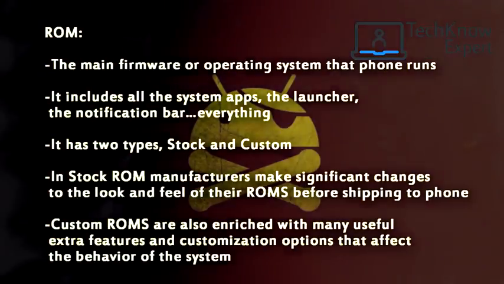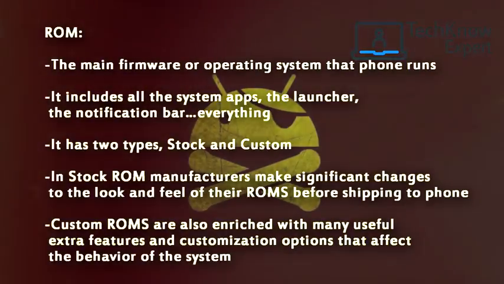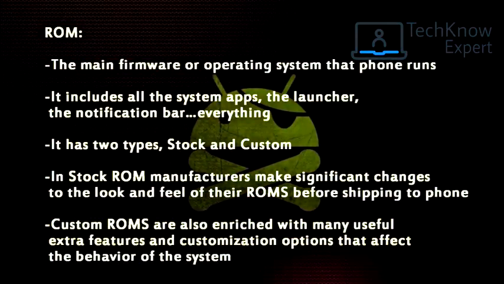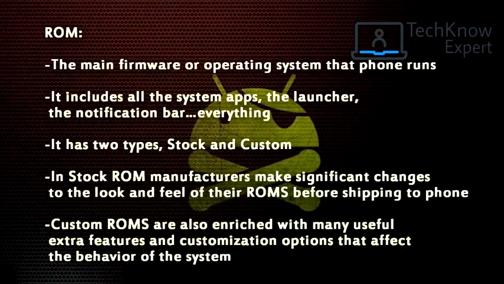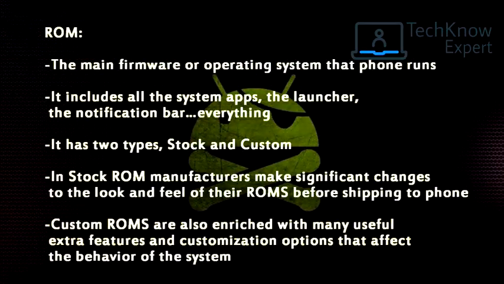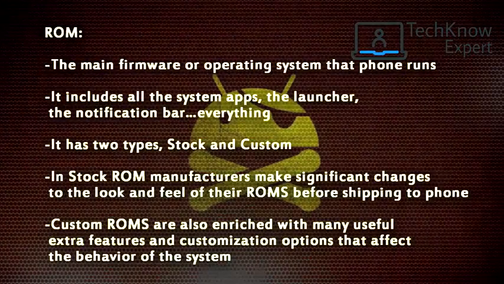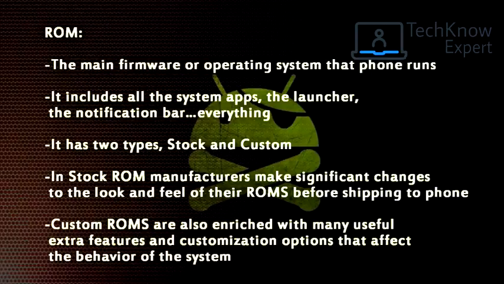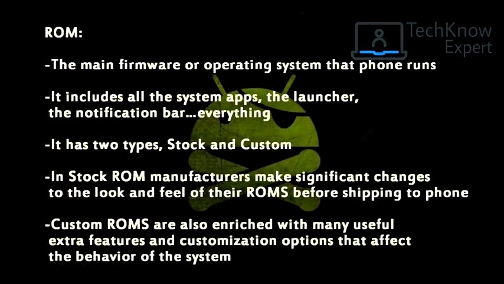Code-savvy developers have taken the manufacturer's code and created their own custom ROMs. These ROMs can dramatically enhance the look and feel of your phone, and often add tons of useful features. Two very popular custom ROMs are CyanogenMod and MIUI. A ROM is made for a specific model phone and comes in a flashable zip file that is installed via your custom recovery. Custom ROMs are also enriched with many useful extra features and customization options that affect the behavior of the system.